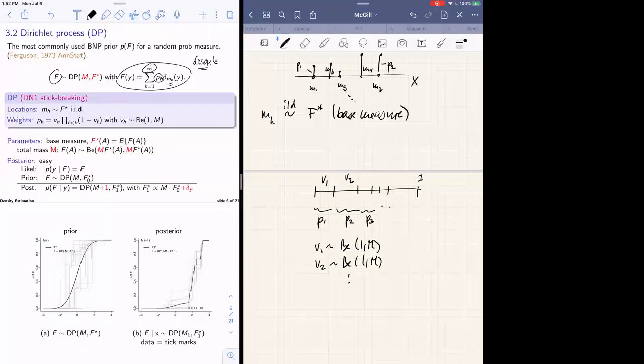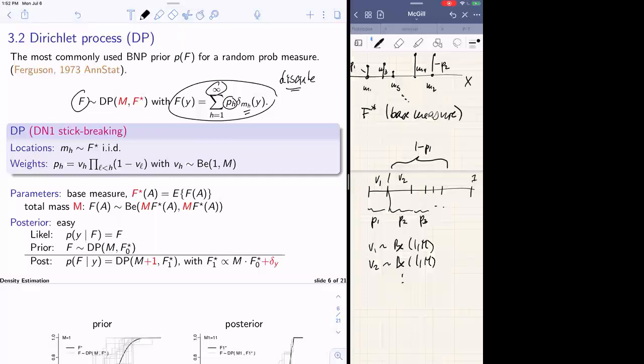So for example, here, did you see the P2 is a fraction V2 of what was left? What was left here is 1 minus P1, right? Or in general, you can see the definition on the left side in the little box. It's a two-line constructive definition of the Dirichlet process prior. It's a discrete probability measure where we draw the locations of the atoms IID from some base measure, and the actual probability masses allocated to those locations we get by this construction.